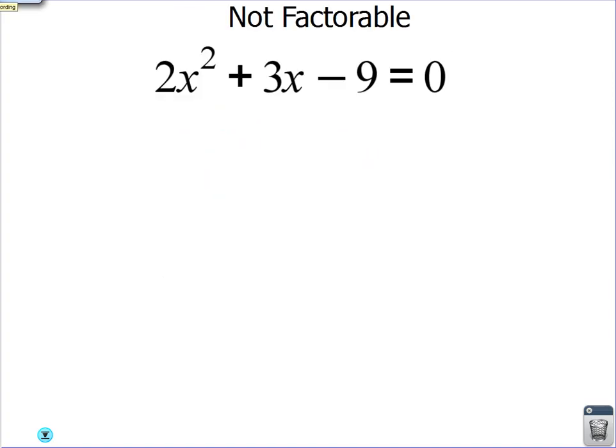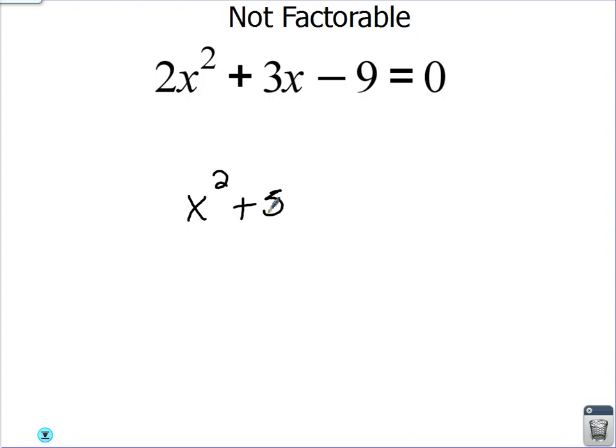The last way of solving a quadratic equation: what if you can't factor? Actually, on this one, I think this is factorable. Hang on, let me look at this. X squared plus 3x minus 18. Yeah, that's factorable, right? Positive 6, negative 3. That will factor. But what if I give you something that's not factorable?